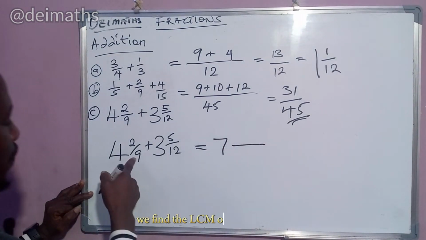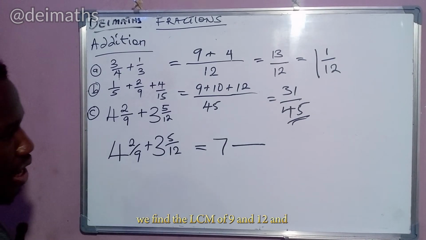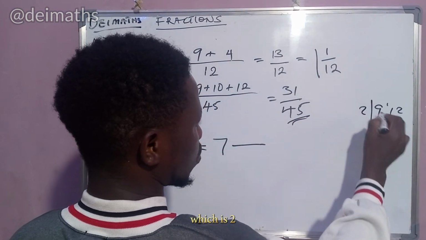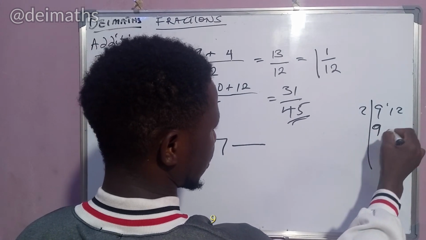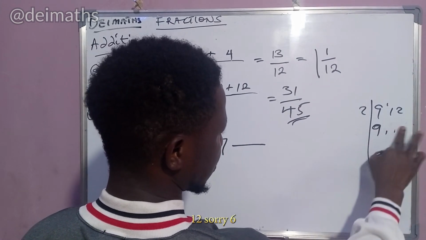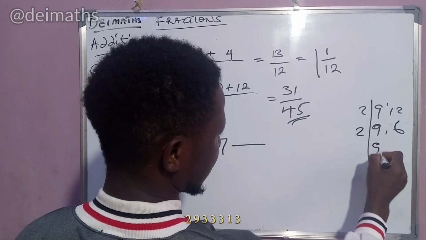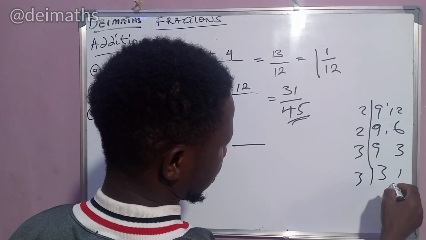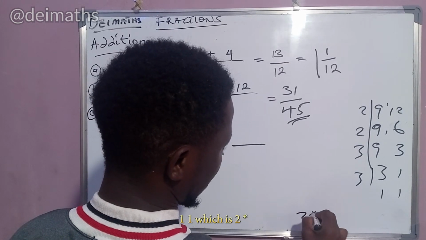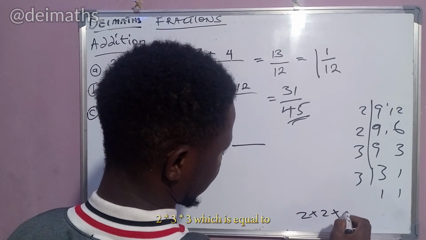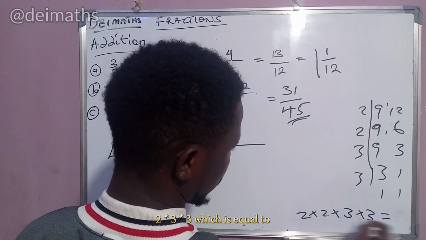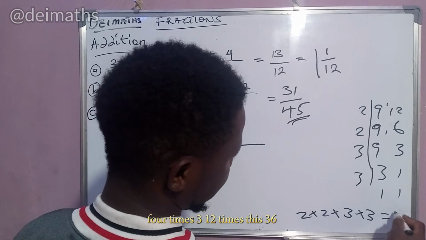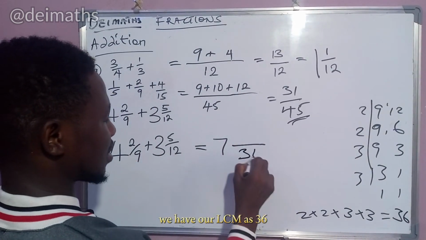We draw a line. We find the LCM of 9 and 12. And if we want to find it, we say 9, 12, which is 2, 9, 12, 6, 2, 9, 3, 3, 3, 1, 3, 1, 1, which is 2 times 2 times 3 times 3, which is equal to 2 times 2 is 4, 4 times 3, 12 times this, 36. We have our LCM as 36.